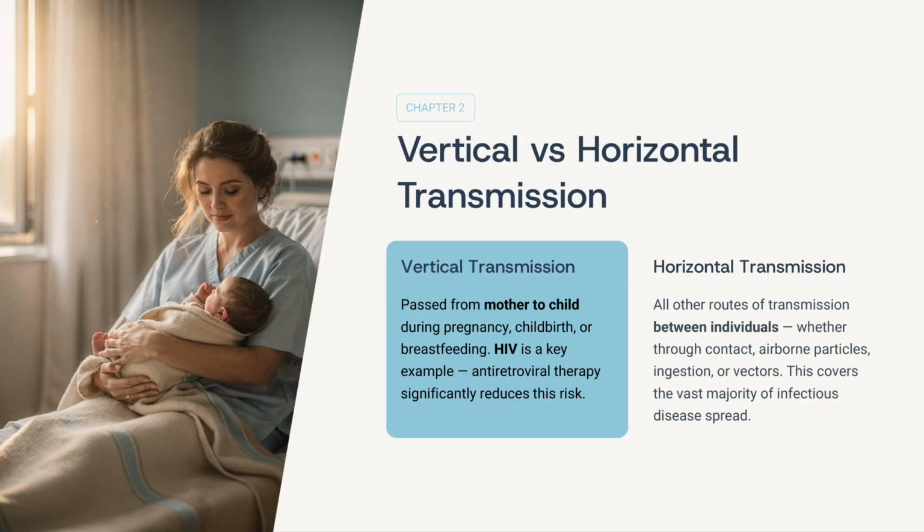Vertical transmission means passing an infection from mother to child during pregnancy, childbirth, or breastfeeding, with HIV as a notable example where therapy reduces risk. Horizontal transmission covers all other routes between individuals. Understanding the difference helps guide prevention strategies for both newborns and the wider community.